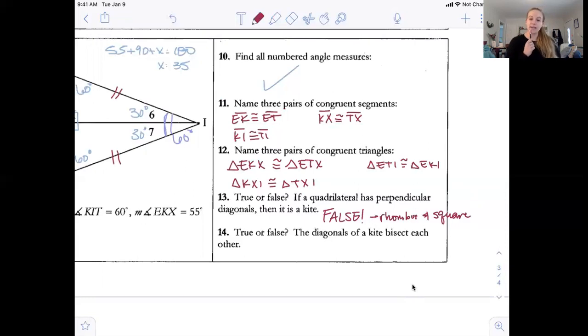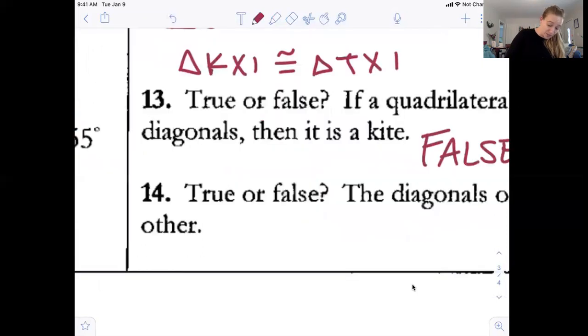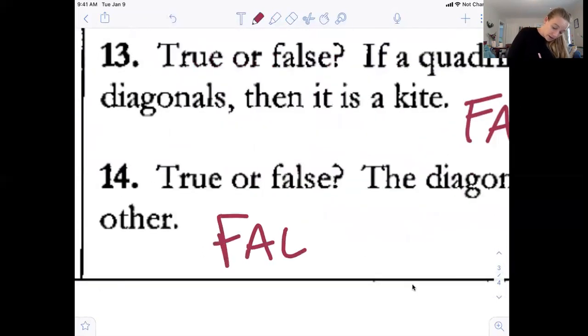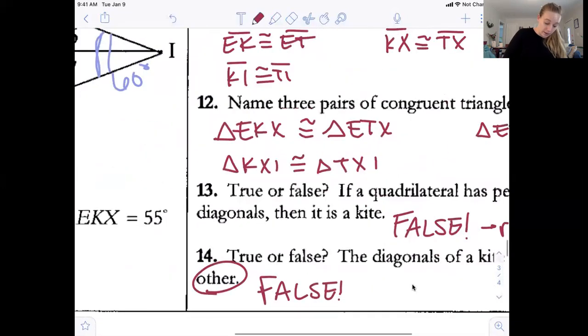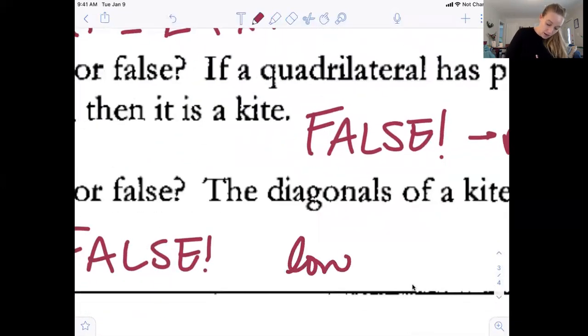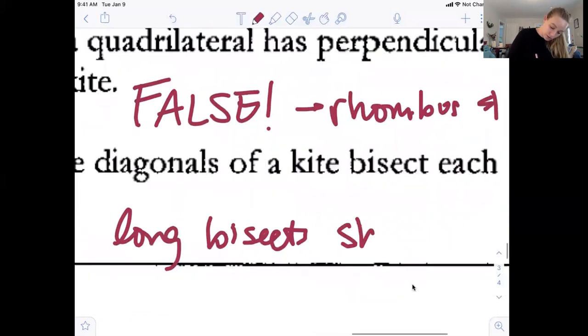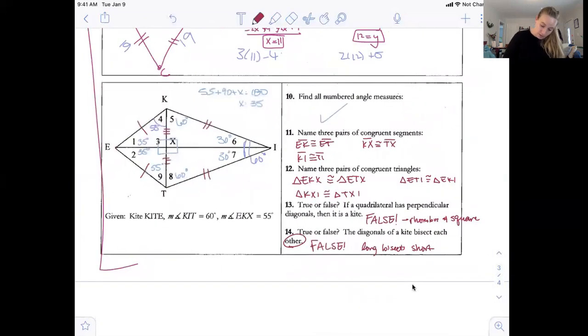And then true or false, diagonals of a kite bisect each other. I'm going to say false on this one too. They don't bisect each other. The long one bisects the short one. I'm going to say long bisects short. But the long one's not bisected, so that's not a true statement. All right, that is it.